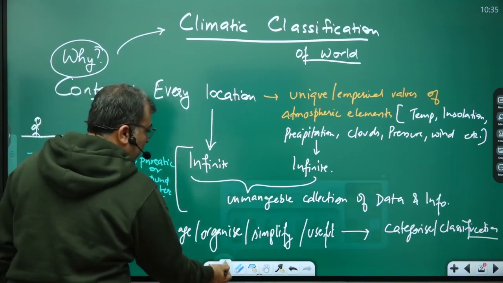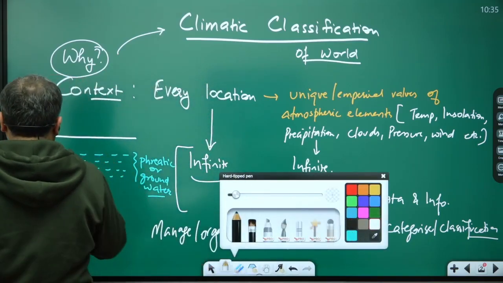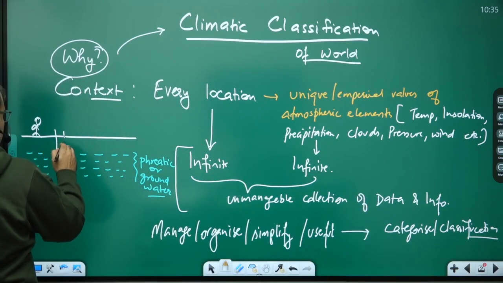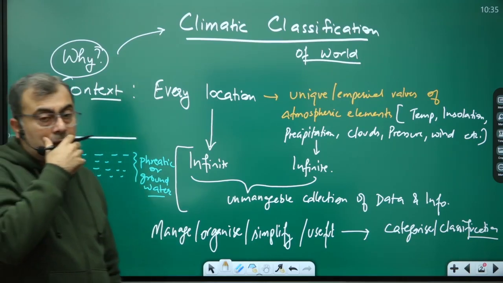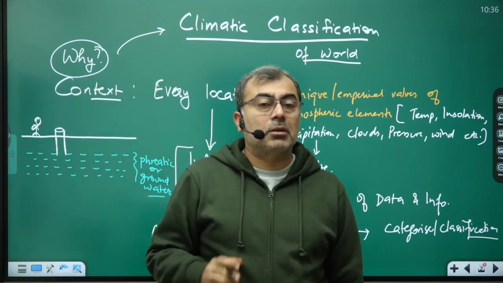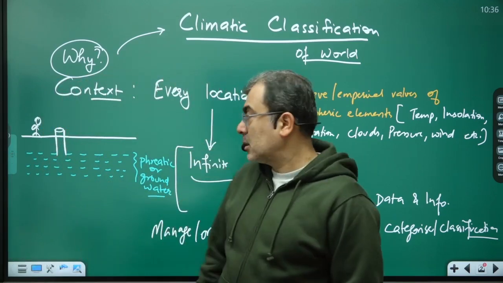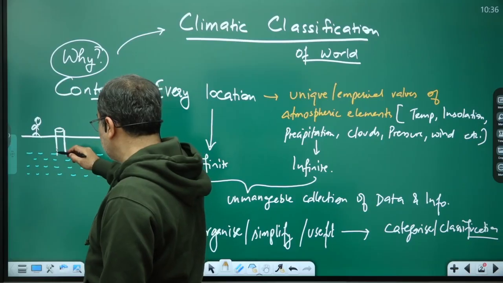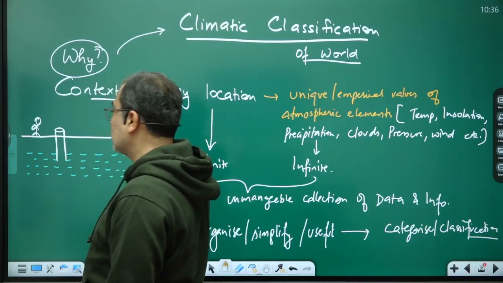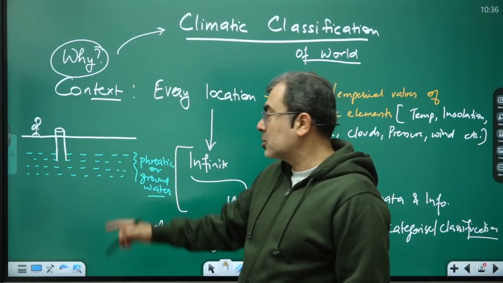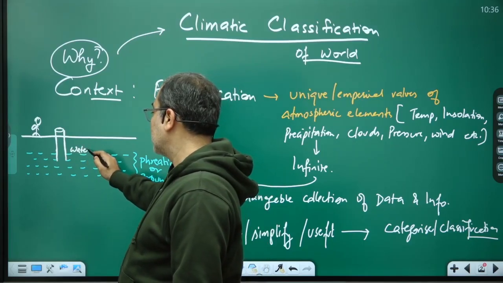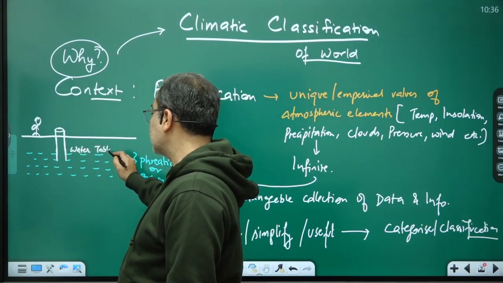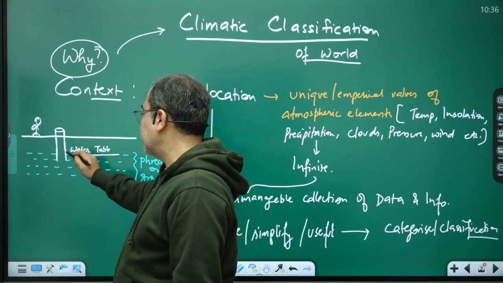Sir, you will have to dig a well. Okay, I dig a well over here. Everyone, the water will come. Why? Because the well is dug to this depth. Now this top layer of water is called the water table. The water table is this level.